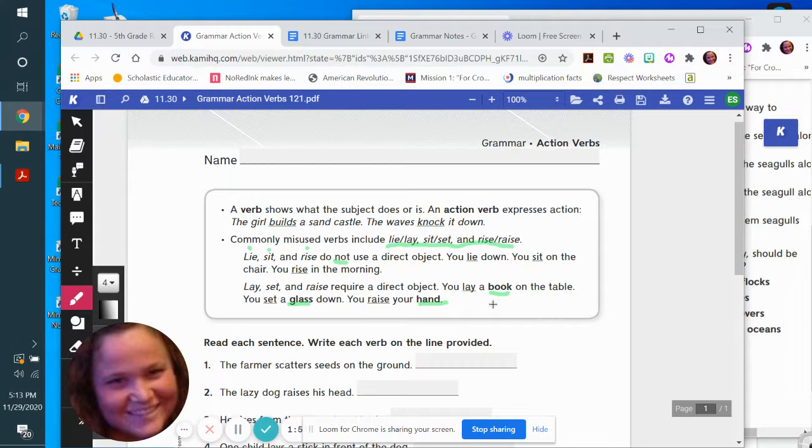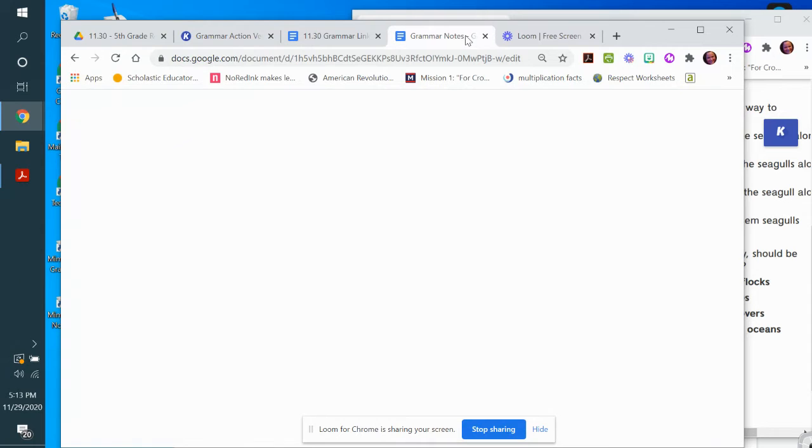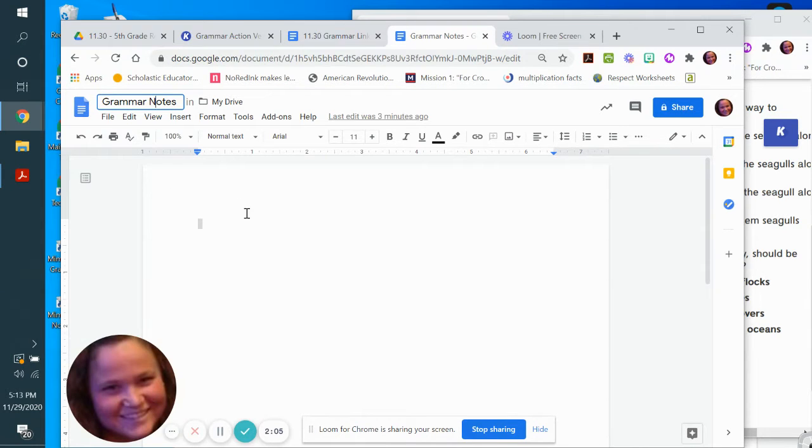Okay, so let's just talk about action verbs. I have to make grammar notes on a document today. So I want you guys in your notebooks to write the date and to write action verbs. Show us someone doing something. Something you can actually see. All right, pause the video if you need to in order to take your notes, but that is what an action verb is.